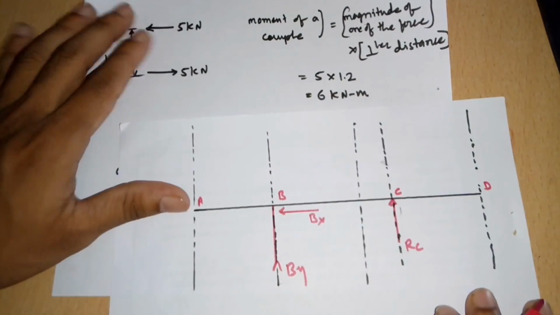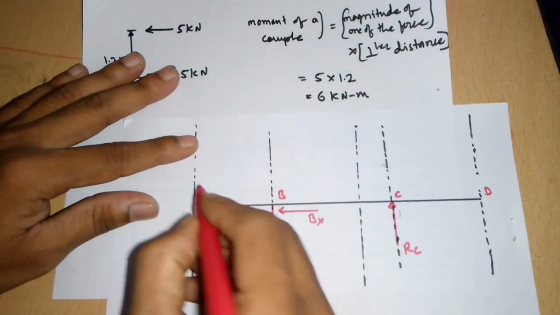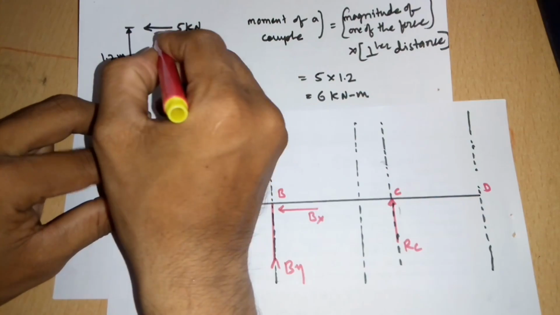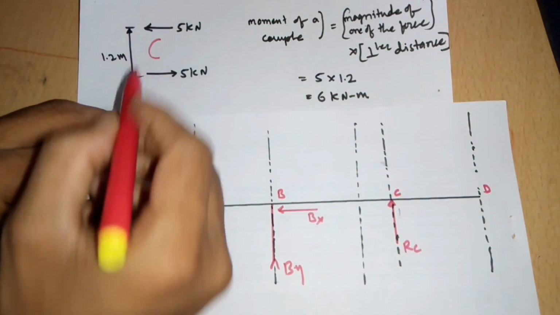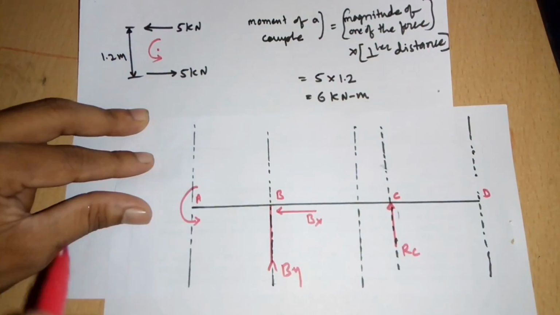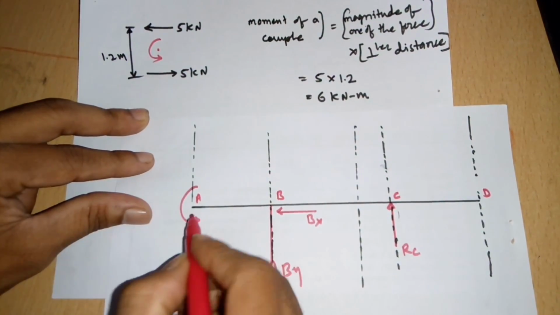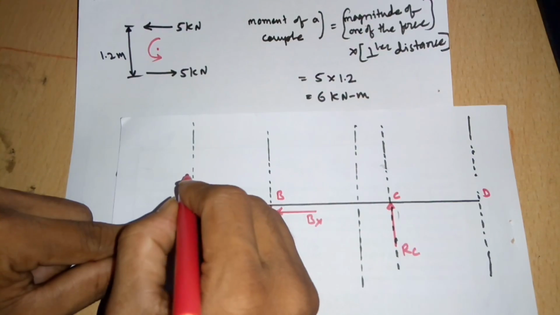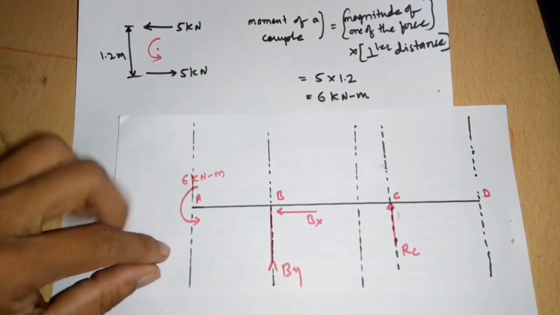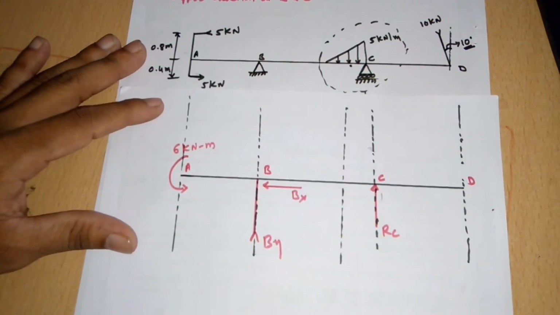These two forces have been reduced to one moment. That moment is here, that is 6 kilonewton meter, and its direction is in this direction, because this rotates in this direction if this is the point of consideration. So I have drawn it as it is, and its magnitude is 6 kilonewton meter.